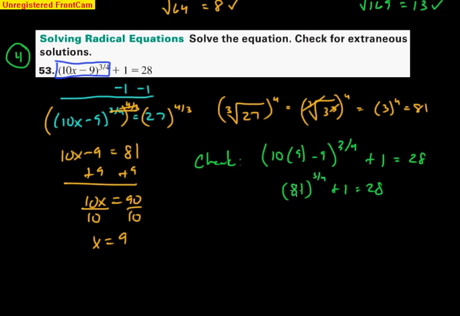The fourth root of 81 is 3. 3 to the third is 27. Use your calculator if you don't trust me. But 27 plus 1 is 28. This is your solution. So the check is meant to be quick. It's not meant to be strenuous, not meant to be hard. It's just quick. Whether you get the answer, you get the left side equals the right side, or you don't. Okay? All right, so that's solving.